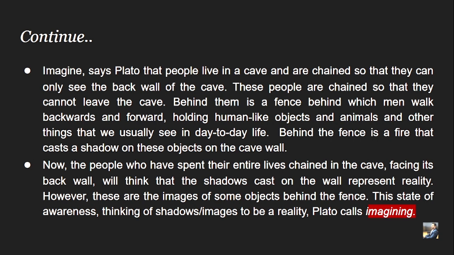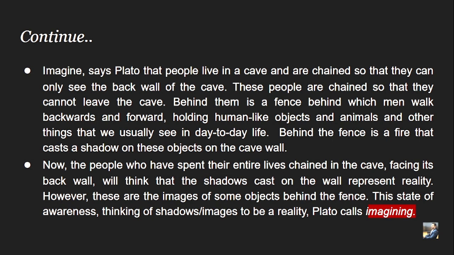Okay, so basically here the symbolism is the materialistic things which we see in our daily life and that we consider to be real things. But actually, according to Plato, they are not; they are just the shadows. Behind the fence is a fire that casts a shadow of these objects on the cave wall. So there is a fire, or light, which is casting a shadow on the back wall of the cave.